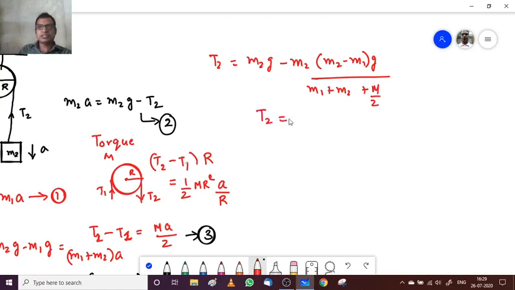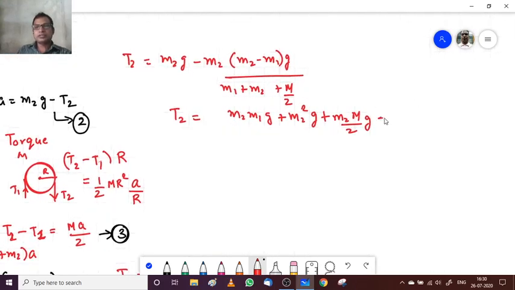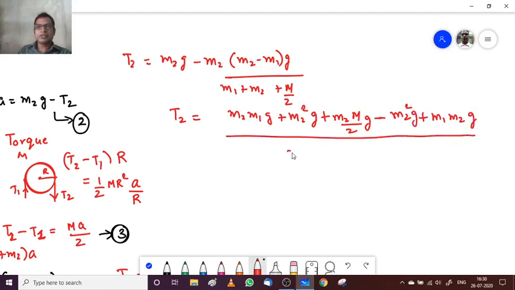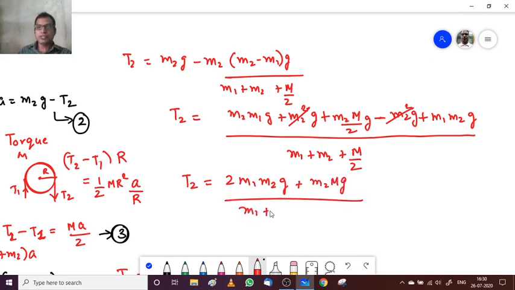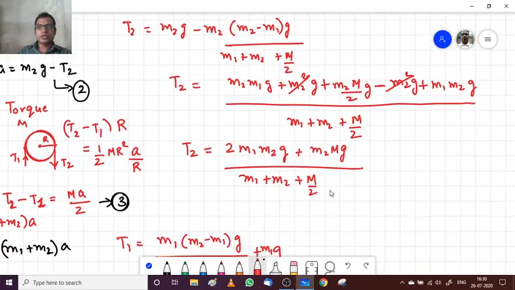Now let's try to solve for the tension T2. It will become M2 M1G plus M2 square G plus M2 M by 2 G, minus M2 square plus M1 M2 G, and then what we have here is M1 plus M2 plus M by 2. Then T2 is equal to, something we are cancelling, yes, this we are able to cancel. Now what we get over here is 2 times M1 M2 G, plus M2 M upon G, over M1 plus M2 plus M by 2. Okay, so here we can solve it.